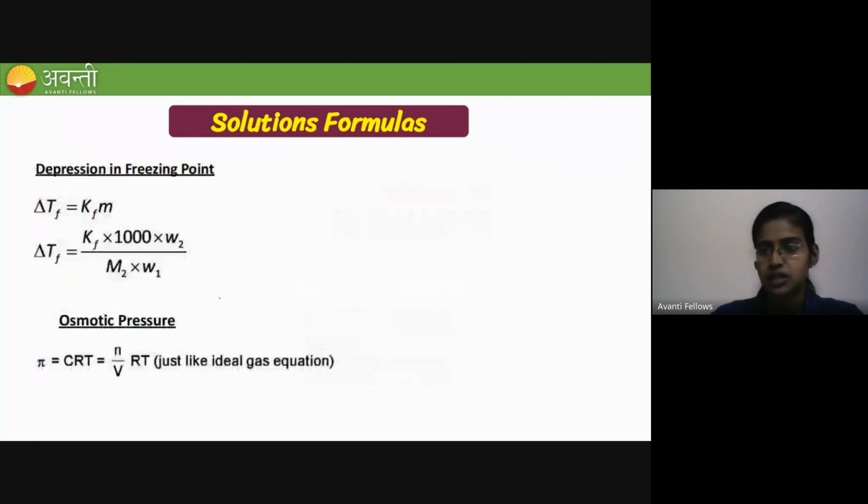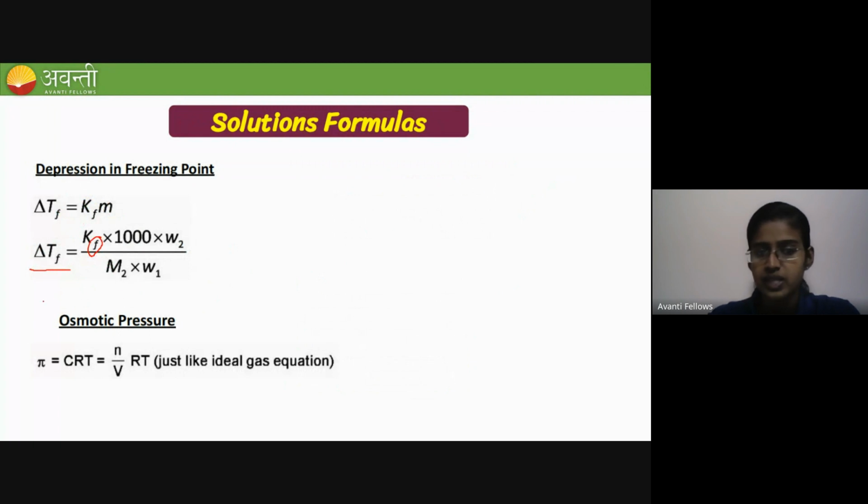And the depression of freezing point. So elevation of boiling point and depression of freezing point, both are more or less same only. Instead of delta TB, here we have to use delta TF. That's all. And here Kf instead of Kb. The rest all remains same.